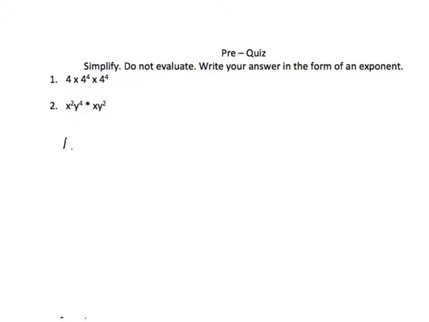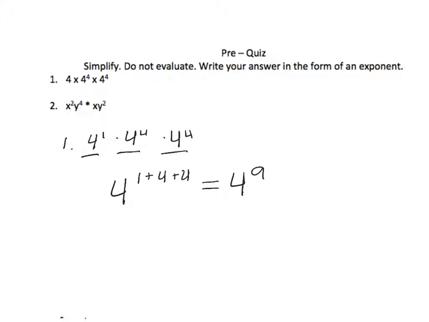So problem 1, we've got 4 to the first power times 4 to the fourth power times 4 to the fourth power. With this, you'll be using the product rule, and with the product rule, you add the exponents. So our base will stay the same. So it's 4 to the first plus 4 plus 4. So this stays 4 to the 9th power.